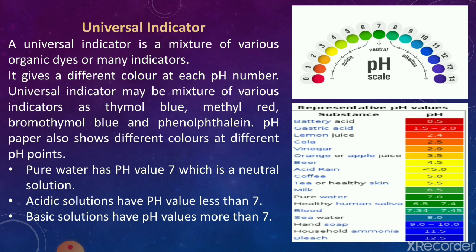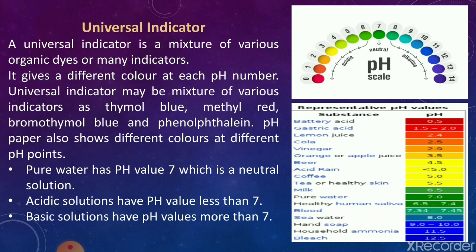And next, universal indicator solution, which is generally made up of thymol blue, methyl red. Many types of indicators are there: thymol blue, methyl red, bromothymol blue, phenolphthalein. Then water will be present there. So these solutions make up the universal indicator like this. Many other universal indicators are there. Universal indicators tell us the chemical nature, whether a given substance is acidic or basic.